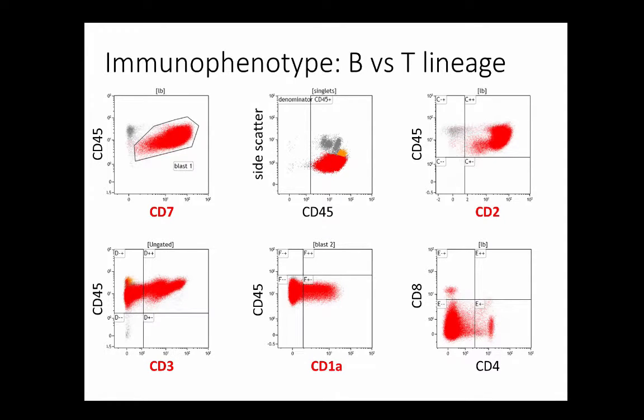And by flow, we look for T lineage specific markers, for example, gating on CD7 cells, and looking at the expression of other T cell specific lineage markers, including CD2, CD3, and CD1A. And in this particular case, as is often the situation in TALLs, as they are in mature T cell precursors, we often see double negative, that is, they express neither CD4 nor CD8.